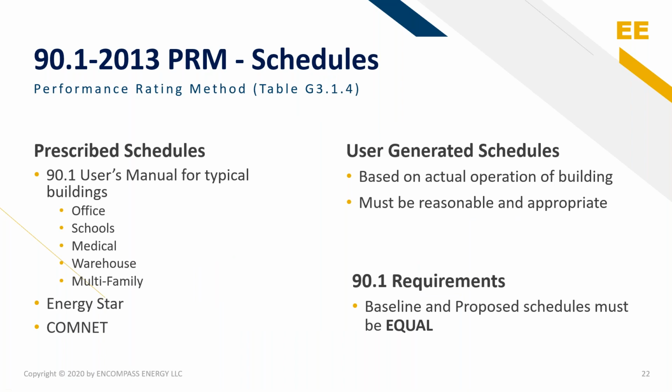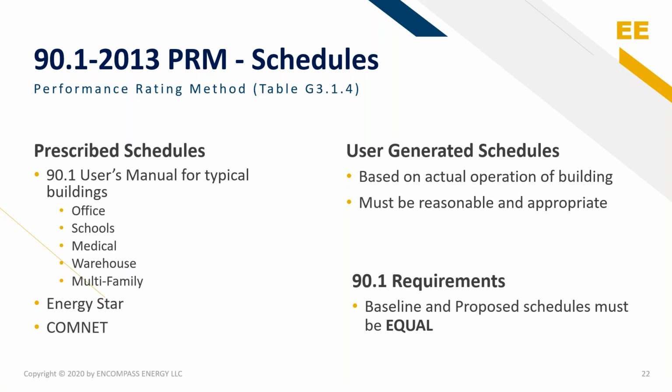So schedules, there are a set of prescribed schedules that can be used for this type of analysis that are in the user's manual. And so it really is only applicable for a certain small number of buildings, although for 2019, I think it's expanded to 15 building types. But it's just a starting point, and if you know the actual operational schedule of your building, you should use those. Again, as long as it's consistent between the baseline and the proposed model.